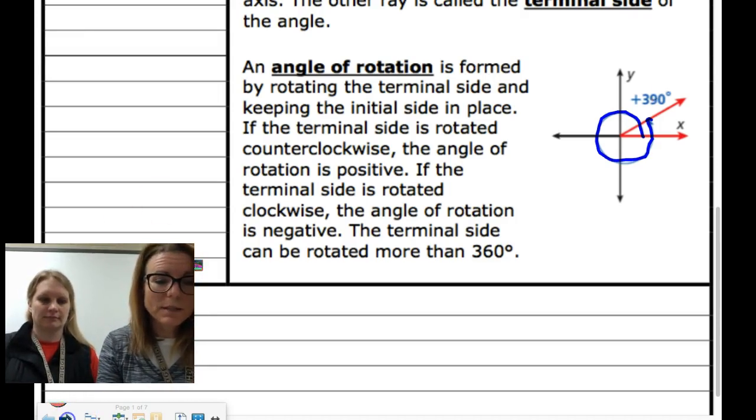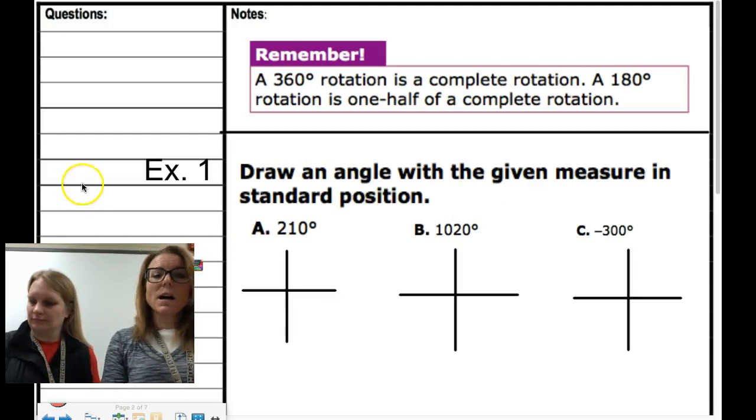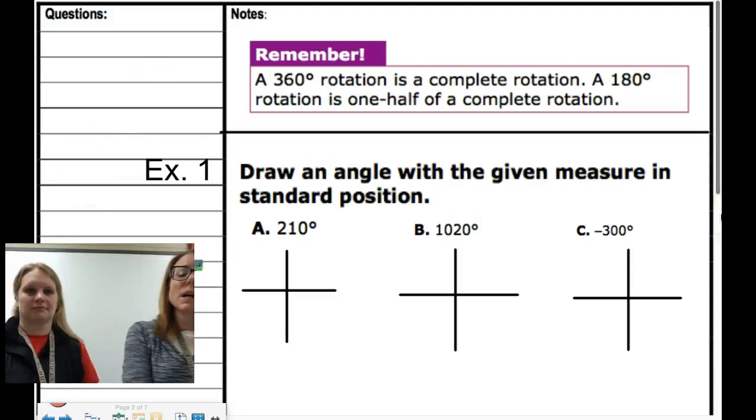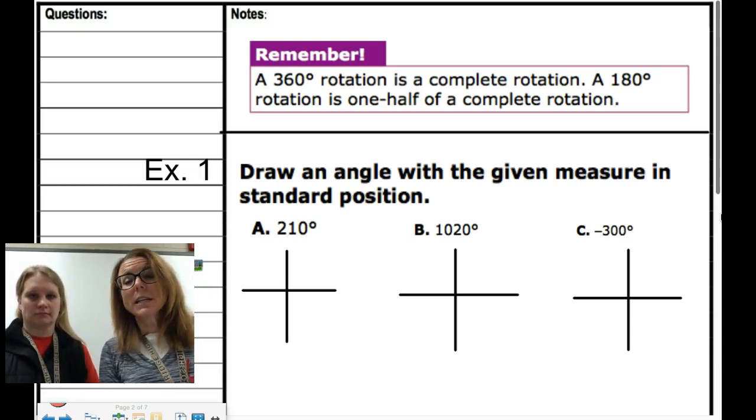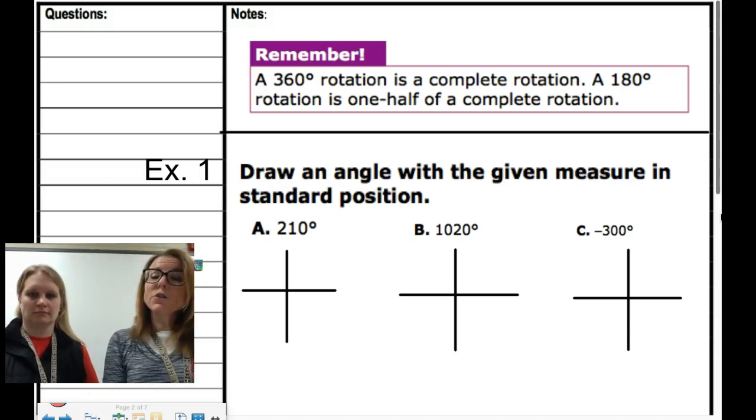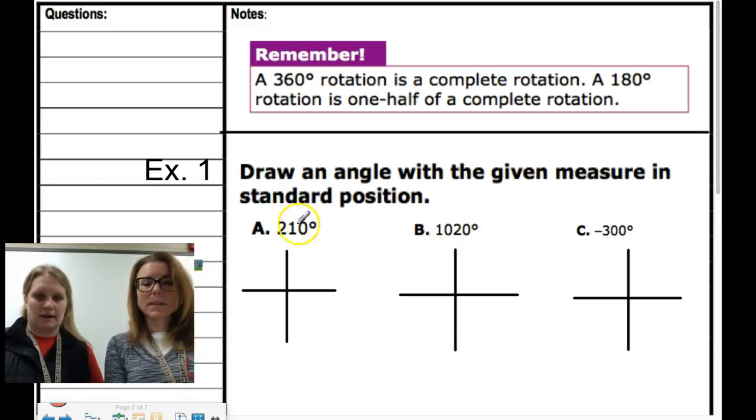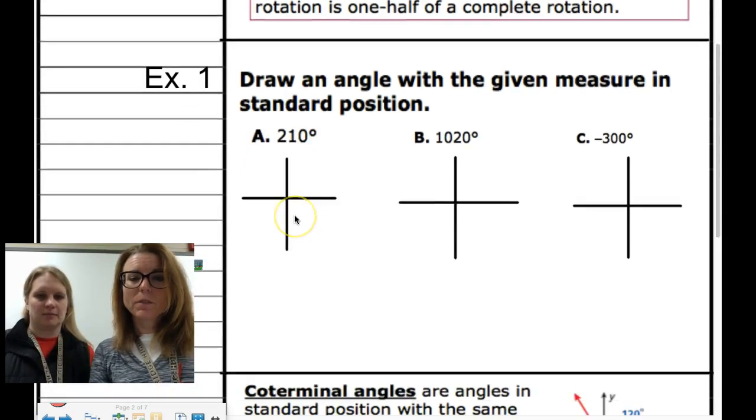If we go to the next page, here's a little helpful hint. A 360-degree rotation is a complete rotation. A 180-degree rotation is 1/2 of a complete rotation. Makes sense. All right, so we want a positive here.